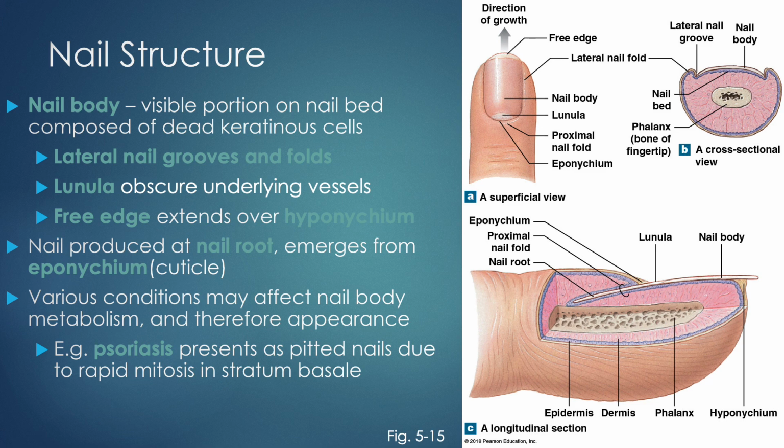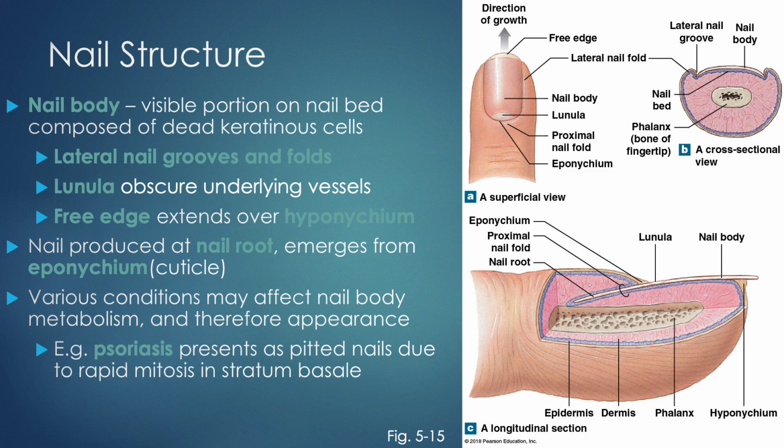So back to the hyponychium for a second. So when we clean out underneath our nails, we're cleaning out the hyponychium, and what's sticking out to look like long nails, if you will, is considered the free edge. So the nail starts growing at the nail root down at the bottom, and it emerges from the cuticle, which is known as the eponychium.